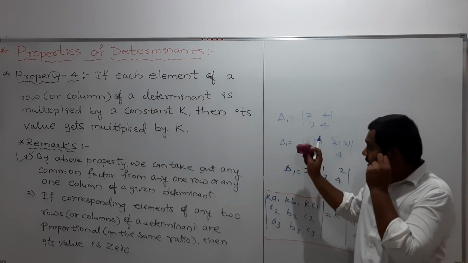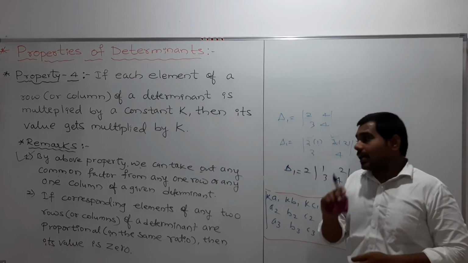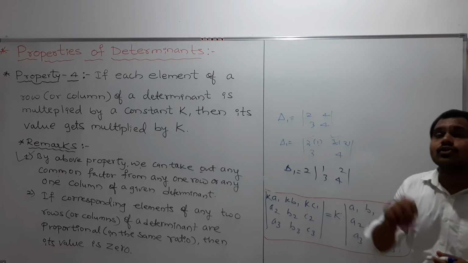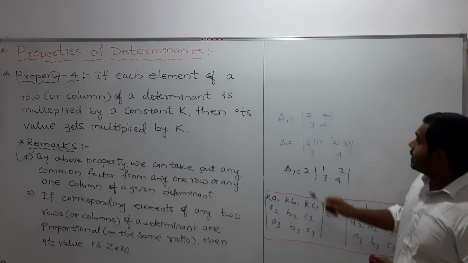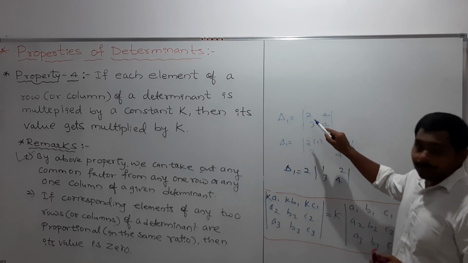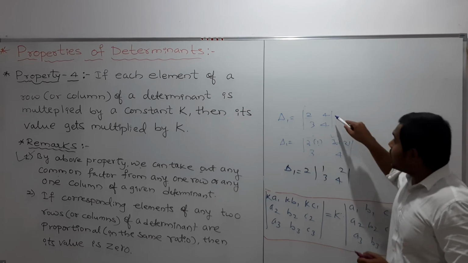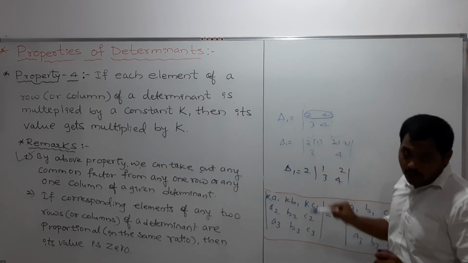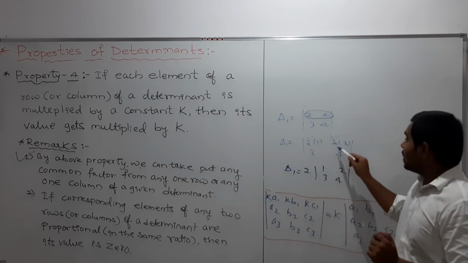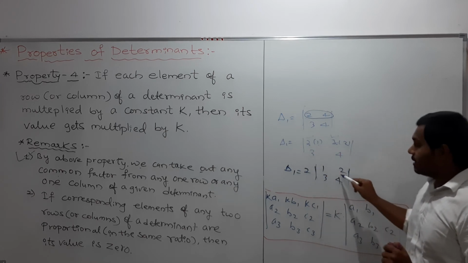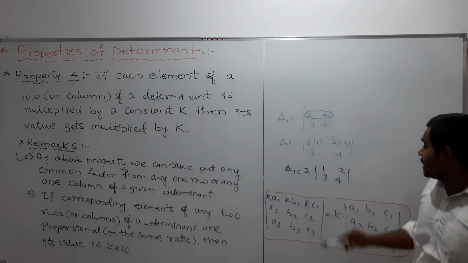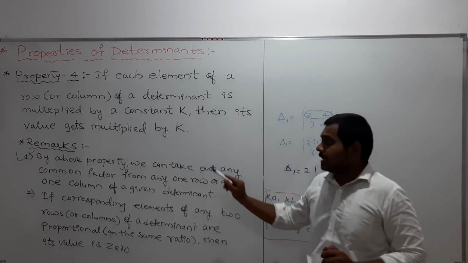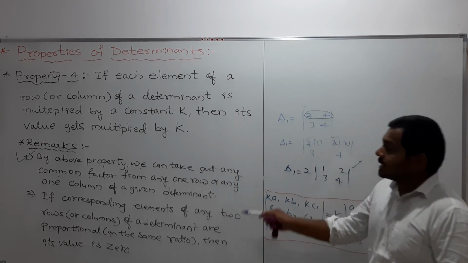If it is understood, okay. Otherwise, if you can't understand, leave this. You should just understand that in any determinant, if it's possible to take a common factor in any row or column, then you can take the 2 outside and write the remaining elements like this. Clear? So this is what our first property says. And next, my dear students, the second property.